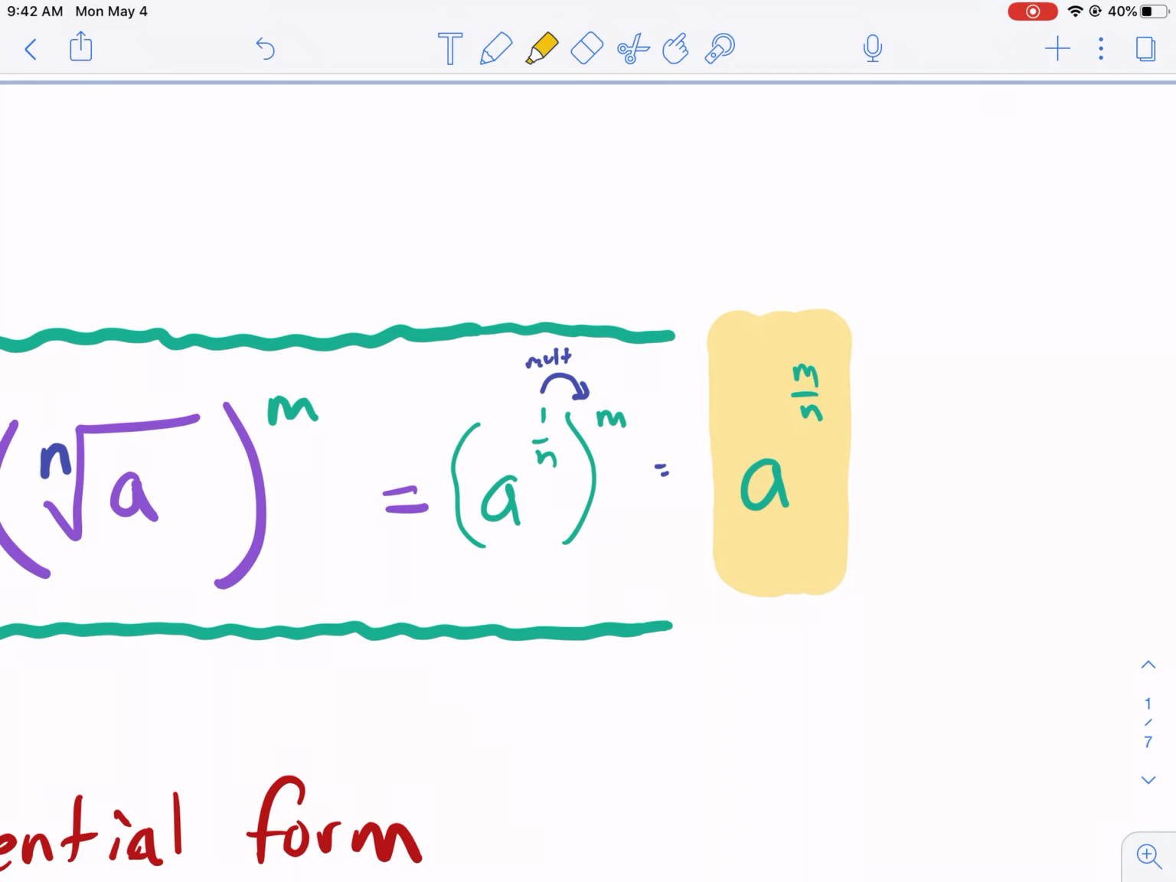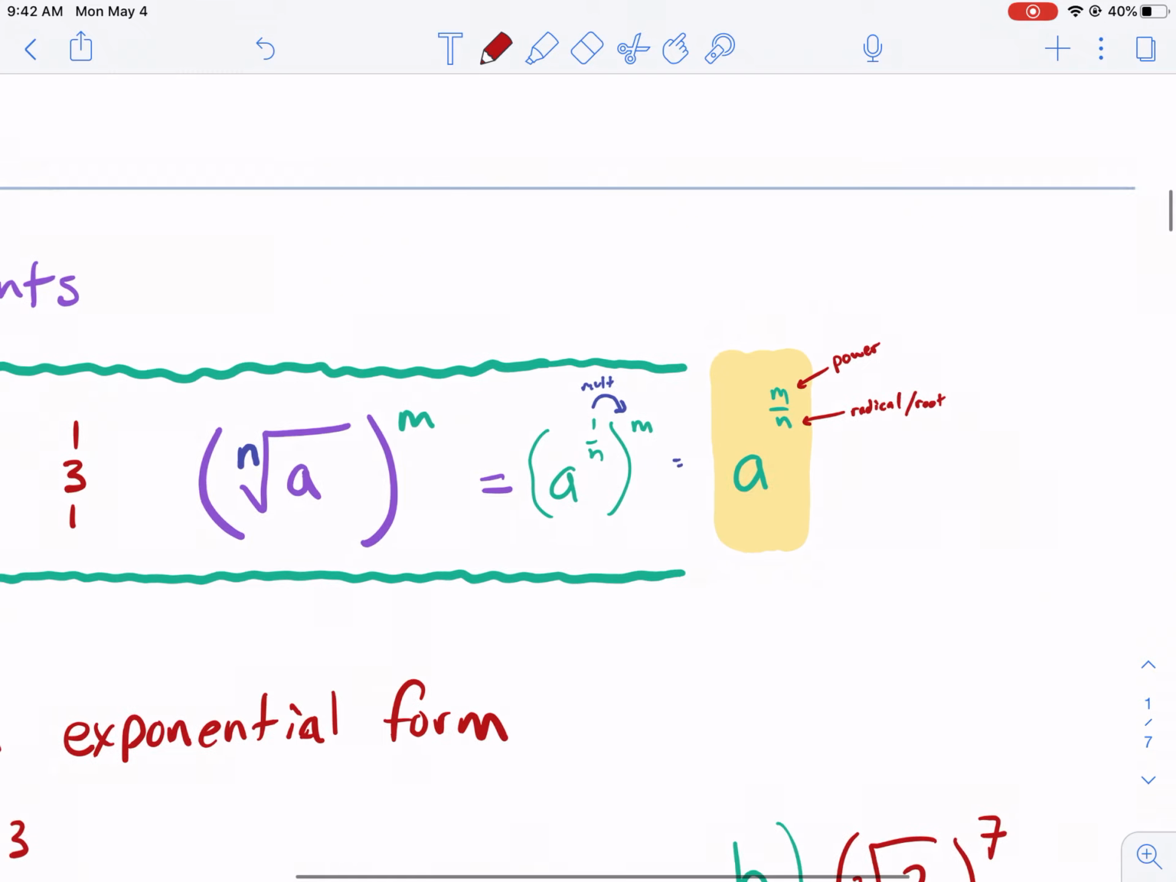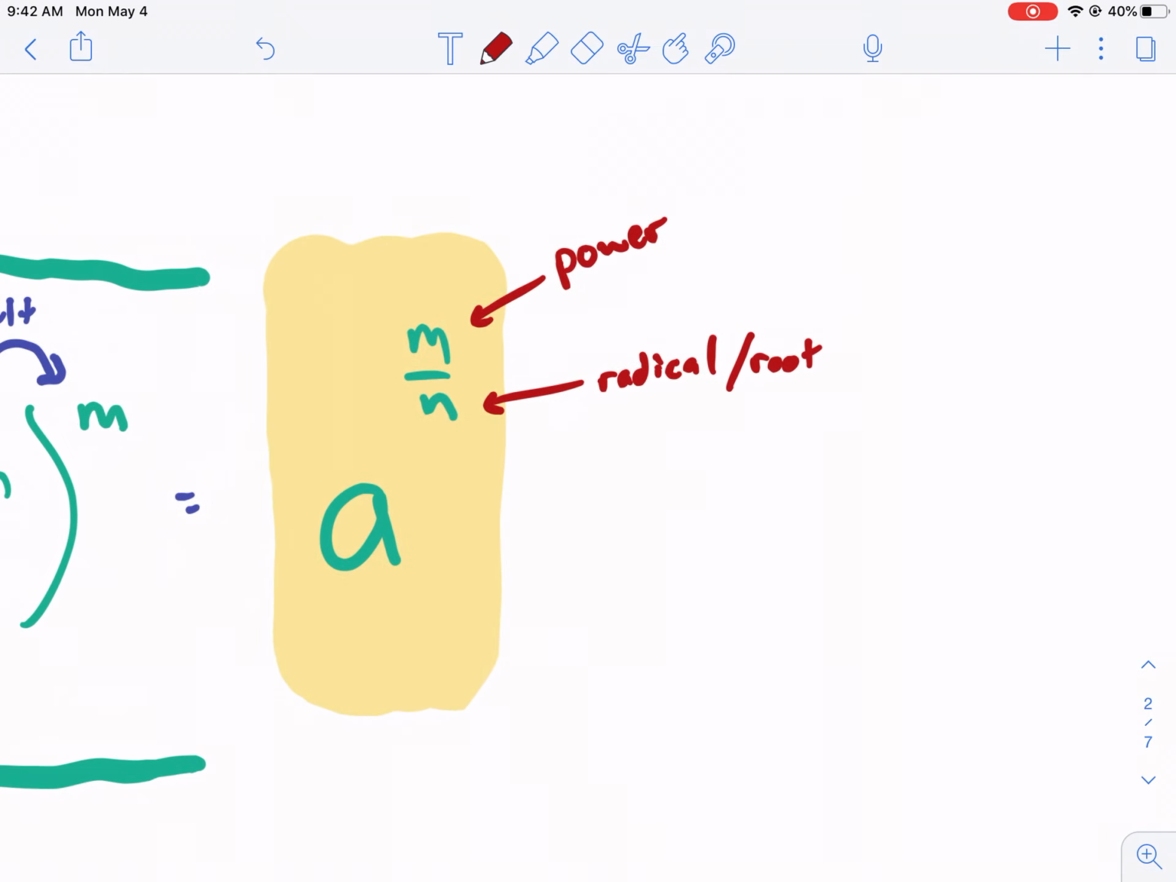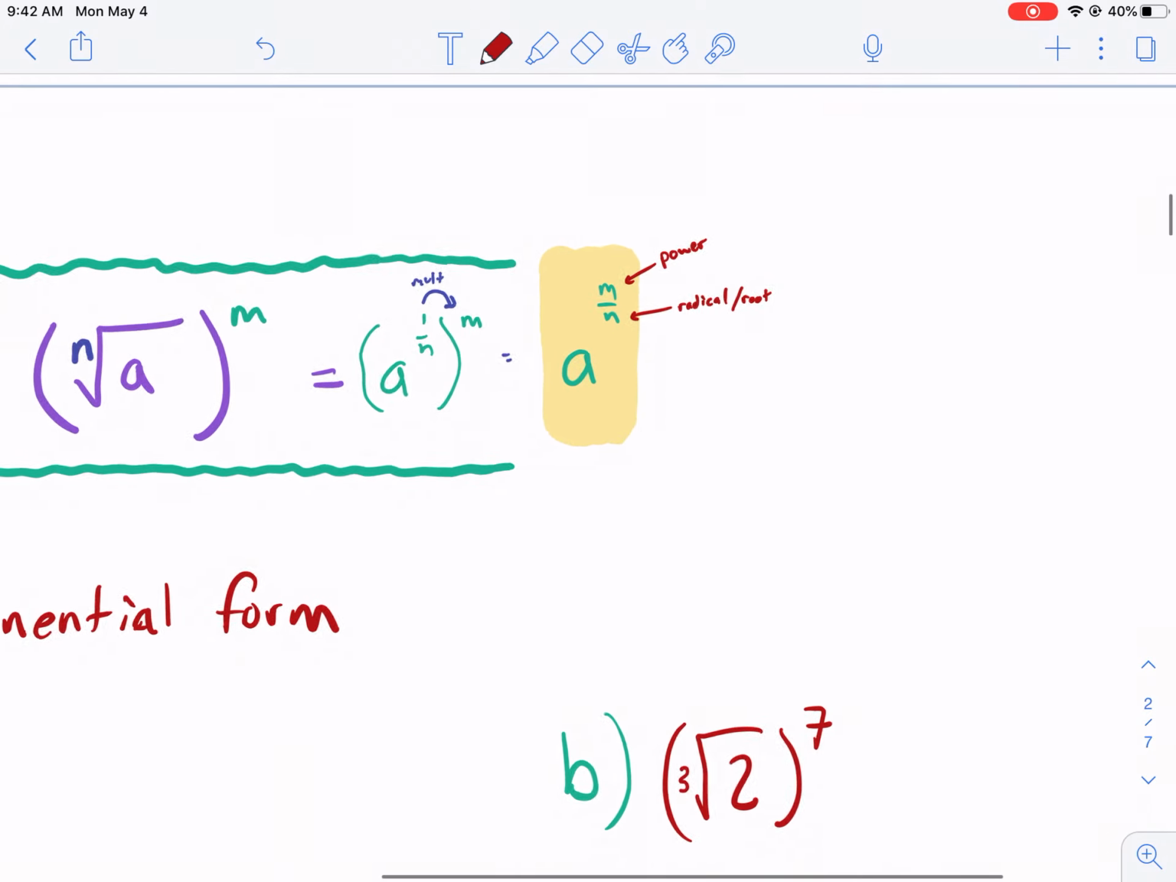So this is an important thing to understand: the bottom number in a fraction exponent indicates a radical or a root, where the top number is the power or the exponent. I'm just going to put power here because we're multiplying something times itself a certain number of times, and the root indicates what number times itself equals the base. So there's two considerations to make there.